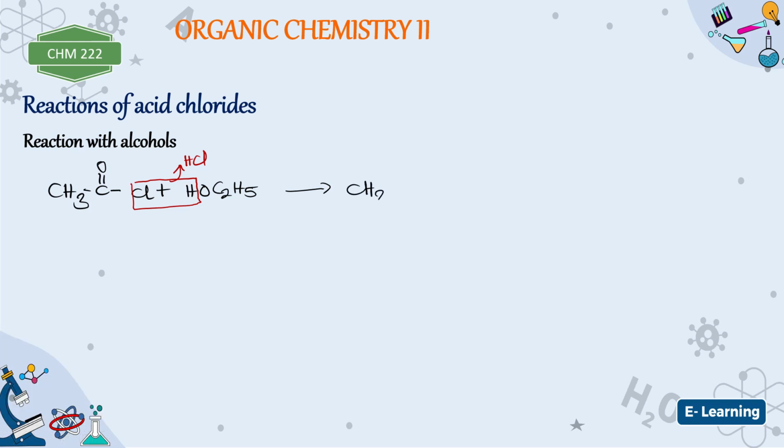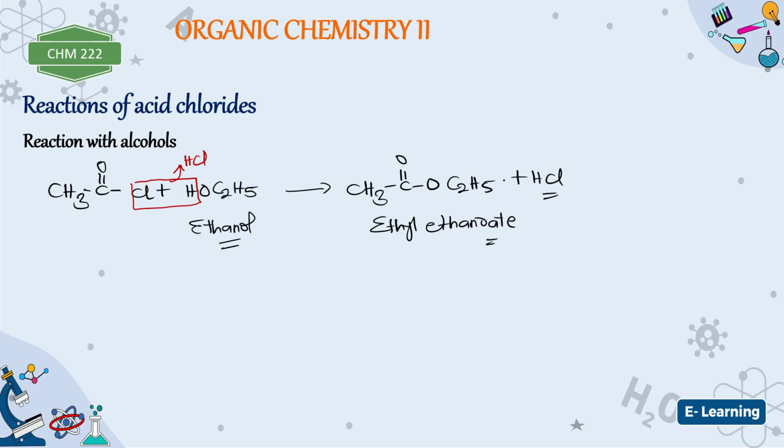So you are going to have CH3, C double bond O, here will be O, C2H5. Alright, plus what? HCl. And this ester is called ethyl ethanoate. This is ethanol. Is that okay? So that is that.